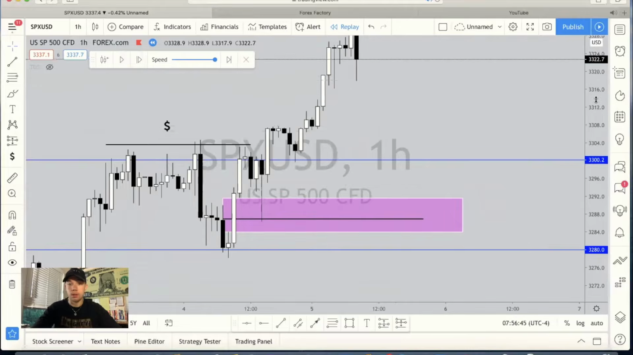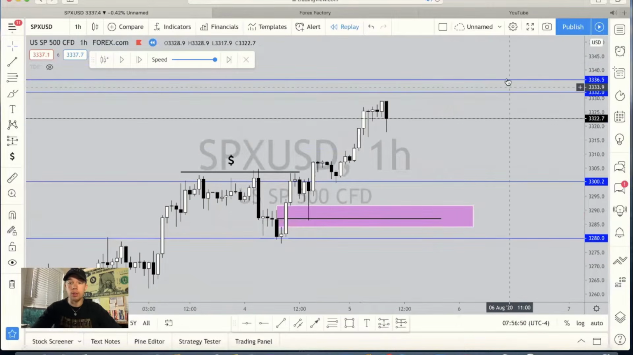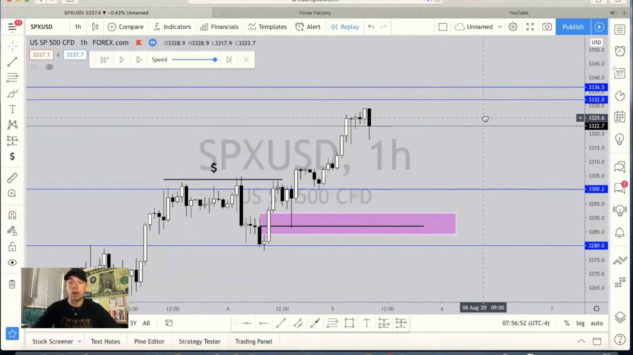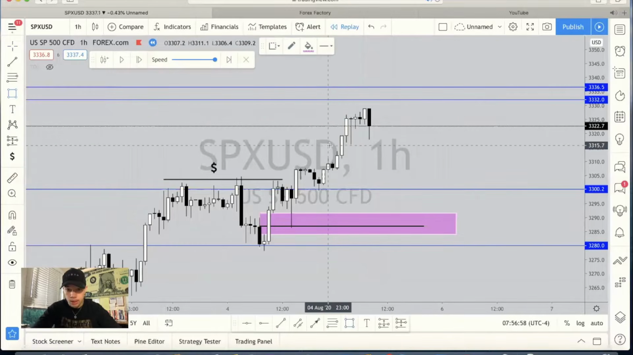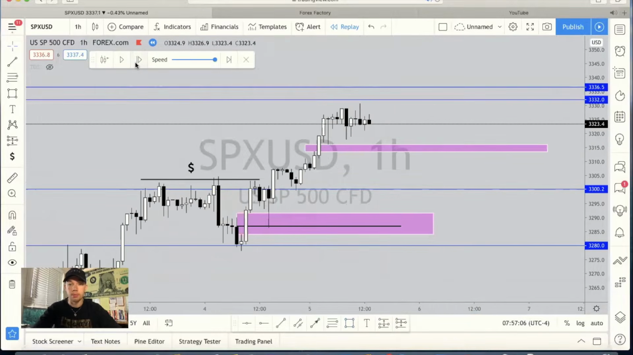Now, we come up almost to those next areas of resistance, right? That overall bigger time frame imbalance. So I'm not sure if we're going to get this, right? Now we have pretty much this little imbalance to play here. Let's see what happens here.